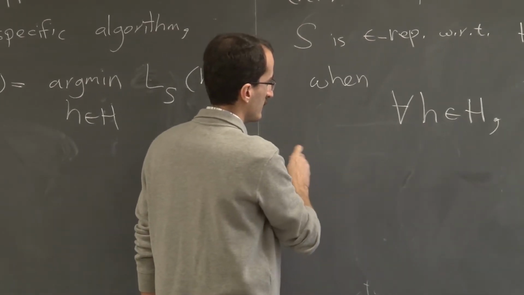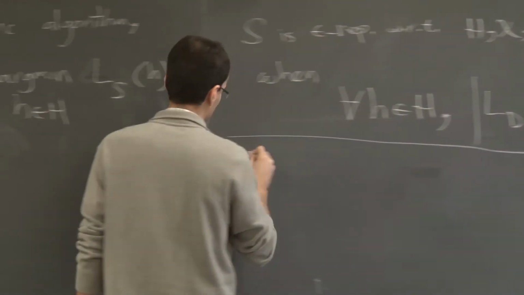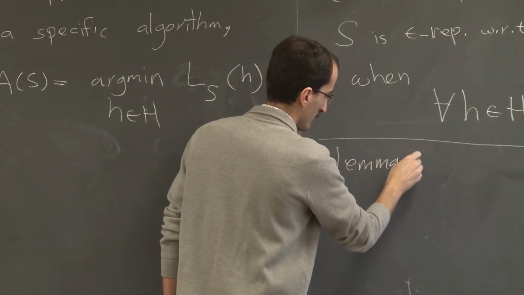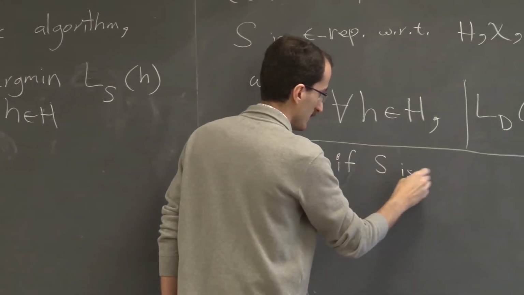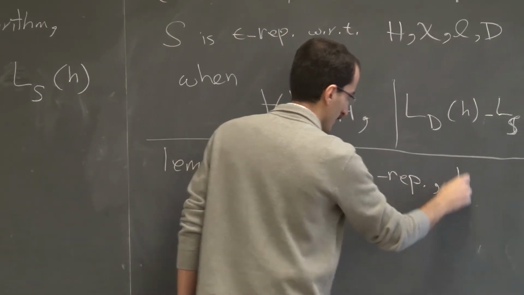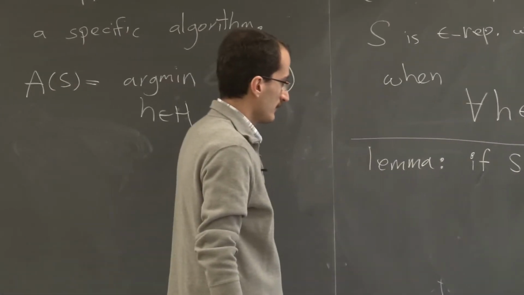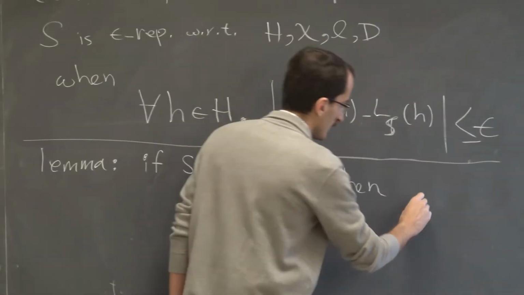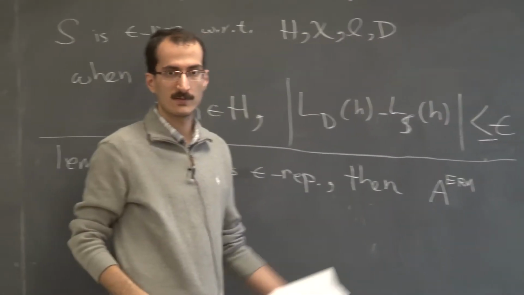So let me add one lemma here, to make sure that this intuition works. If S is epsilon representative, then the ERM algorithm will work well on that, by which I mean the ERM algorithm, I will superscript it by ERM. So the ERM algorithm.